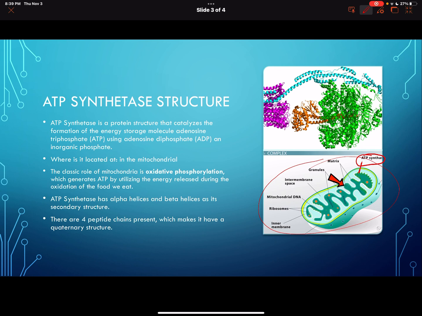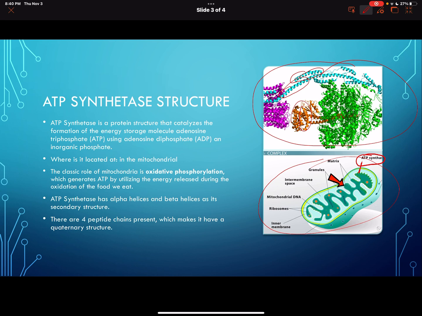So now we want to take a look at the structure of ATP synthase. And to know about ATP synthase structure is that ATP synthase has alpha helices and beta helices as its secondary structures. And how do you know that it has alpha and beta helices? Well, you want to look at the structure type, and you see you have coils. These coils indicate that it's alpha and beta helices in the structure, which secondary structure consists of beta and alpha helices.